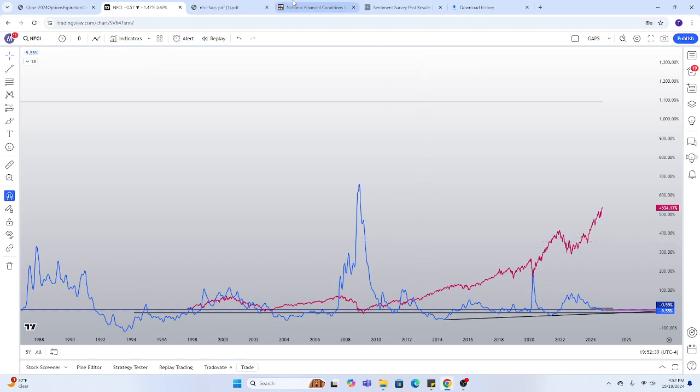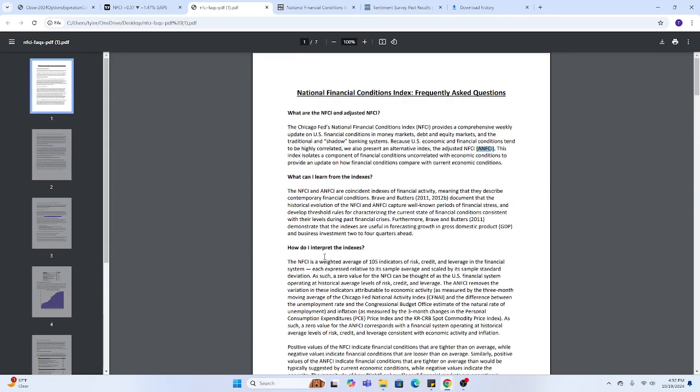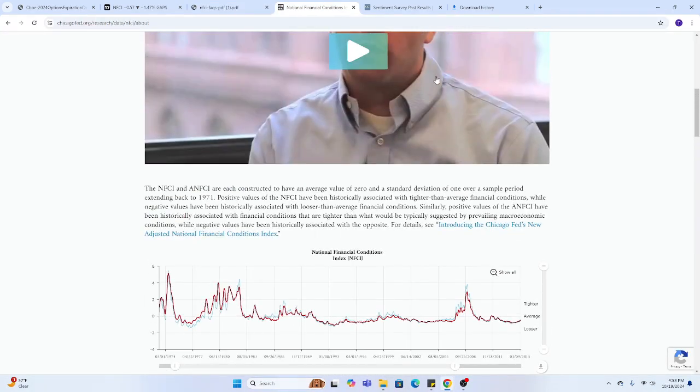Pretty cool. And they have a fact sheet. You can read all this. I tried to read it all, but again, I'm too dumb to understand what it's talking about. I'm not a finance guy. I don't know what a lot of this means, so I'm just laying it out there for you guys to do more research on your own. That's about it. So yeah, we got that one. This is the NFCI website. Again, just type it in Google.